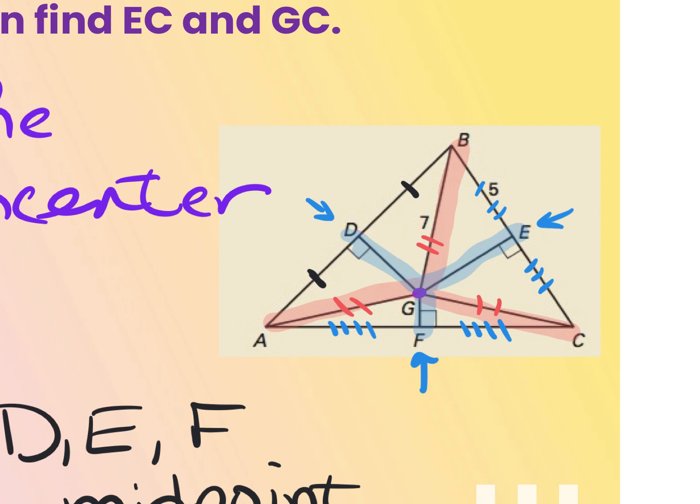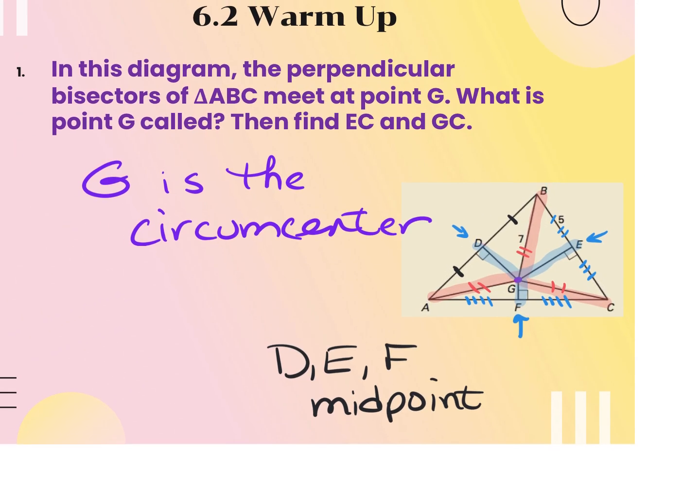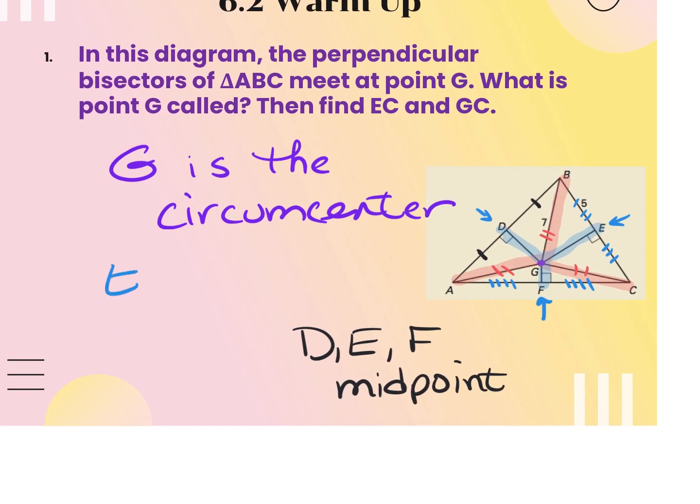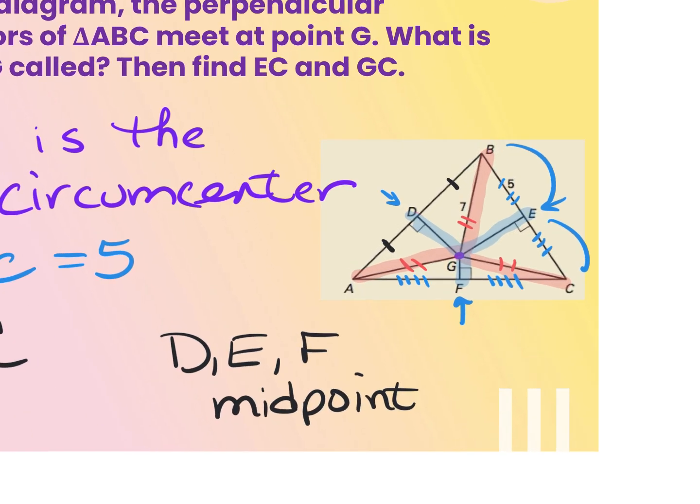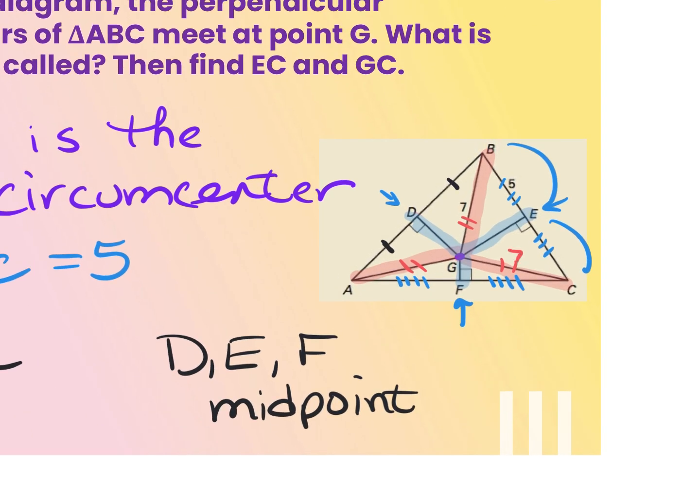So my first question here, after naming the circumcenter, is to find the length of EC. And EC, I can see, since BE is 5, so is EC, because E is the midpoint. The next thing they want me to find is GC, and GC is that equidistant segment to the vertex. So since BG is 7, so is GC, and so is AG. They had given me 7 here.